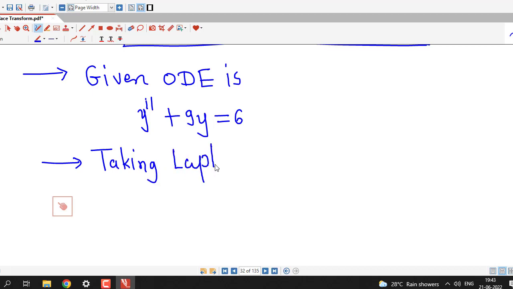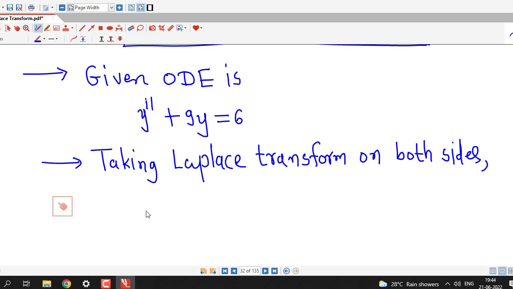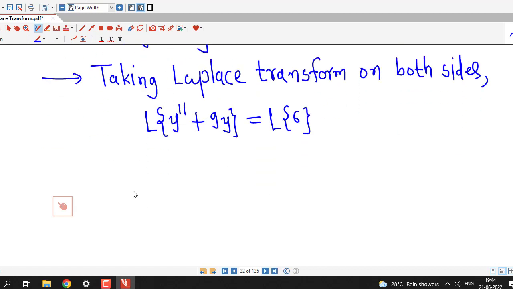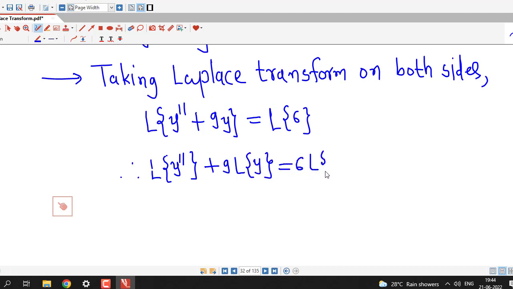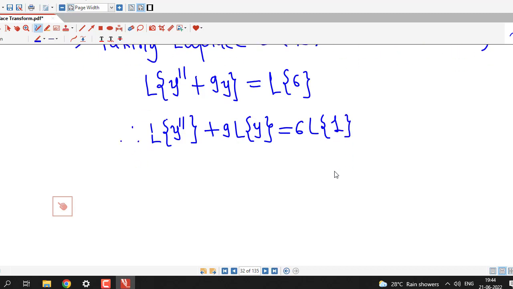In the next step we take Laplace transform on both sides of this equation, and we have to apply the formula for the Laplace transform of a derivative. Here we have Laplace transform of y double dash plus 9y equal to Laplace transform of the right hand side, which is 6. Now using the linearity property, I can rewrite this as Laplace transform of y double dash plus 9 times Laplace transform of y, equal to 6 times Laplace transform of 1. I have written this using the linearity property for Laplace transform.